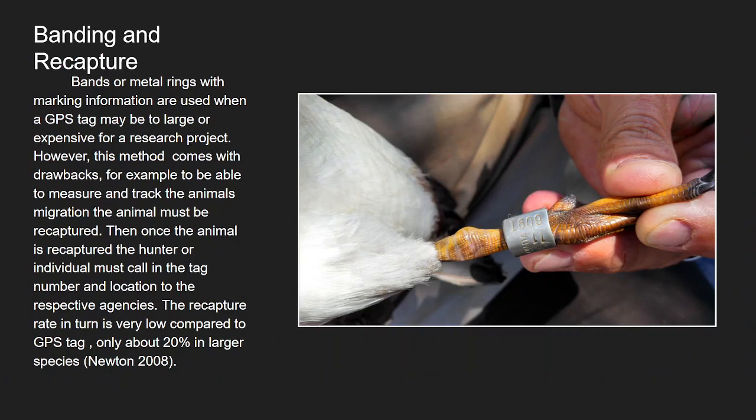Banding and recapture. Bands or metal rings are oftentimes placed on birds' feet as a way to track them, oftentimes because GPS tags are too big or too expensive for a research project. The only downside to this is that they can oftentimes be lost and must be recovered for the population to be tracked and to estimate population numbers.